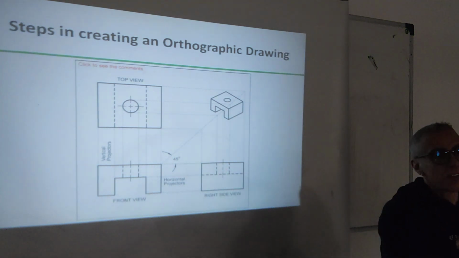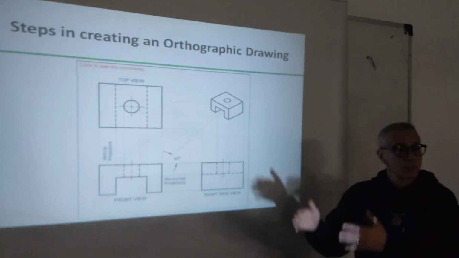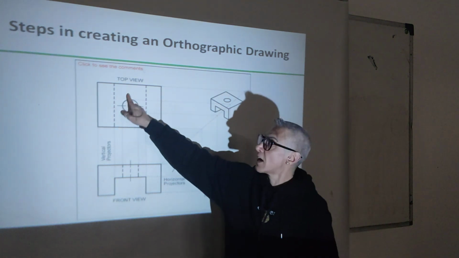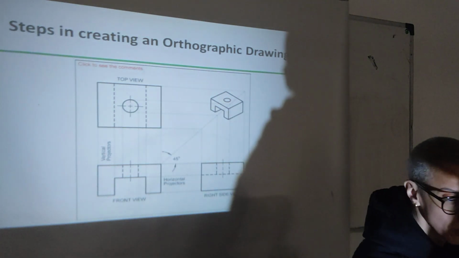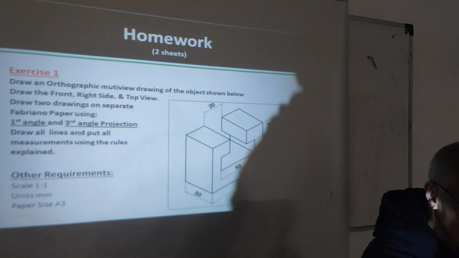Then you add, if there is, I don't think there are any circles in these exercises, so this later. But if there are in the future, you also have to add the correct lines according to the correct rules, showing the centers. And this is basically it.